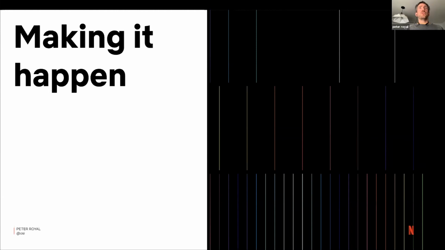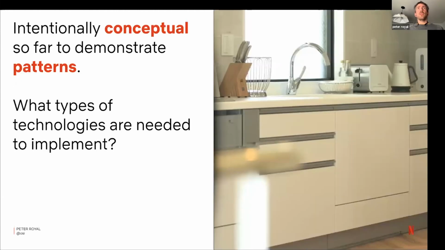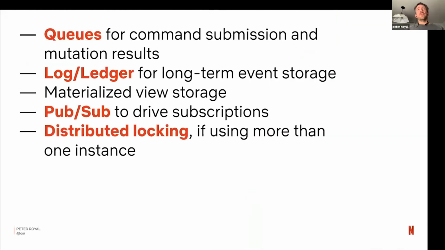So, putting it together to actually implement. So far, we've been intentionally conceptual just to illustrate patterns, but how have we actually put this together? The pieces of infrastructure that we need: we want a set of queues to manage command submission and mutation of results. We want something to act as a log or a ledger for long-term event storage. We need to materialize a view somewhere. We want some sort of pub/sub system to drive subscriptions.